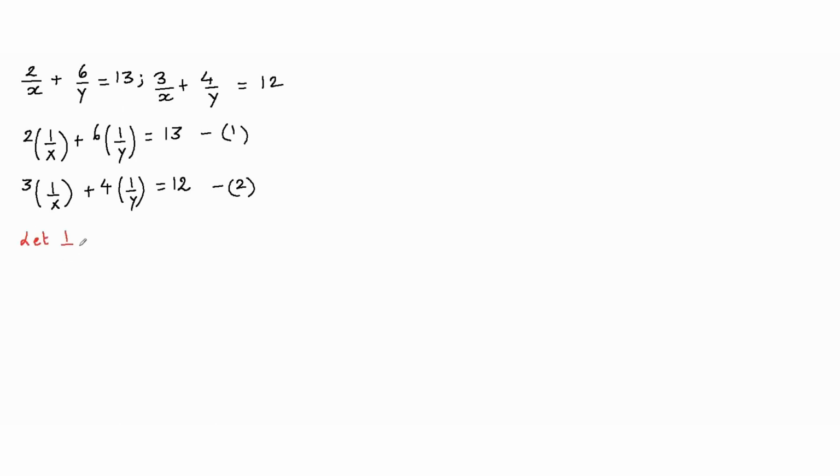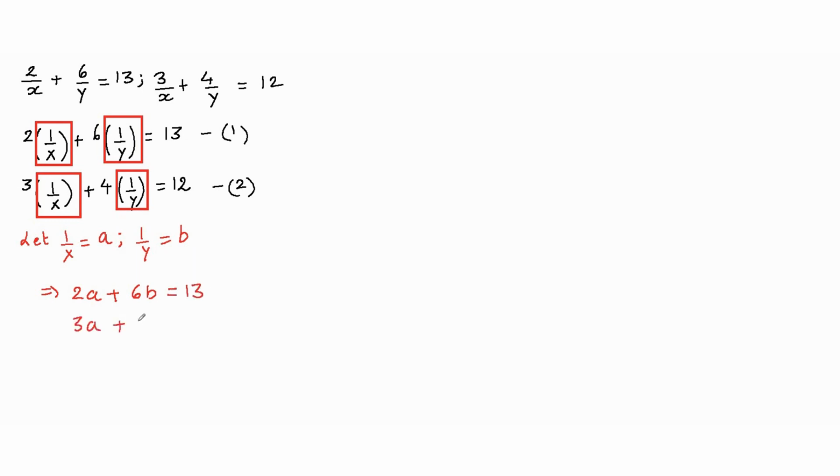So I will say let 1 upon x be equal to a and 1 upon y is equal to b. So the equations that I get are 2a plus 6b, because 1 by x is a and 1 by y is b. Similarly here 1 by x is a and 1 by y is b. So I get 2a plus 6b is equal to 13 and 3a plus 4b is equal to 12, right? These are my equations 3 and 4. Now my goal is to eliminate a, for example. So let me eliminate a.